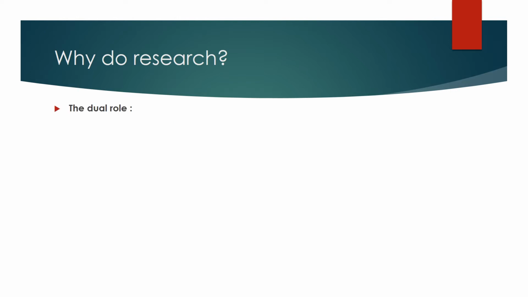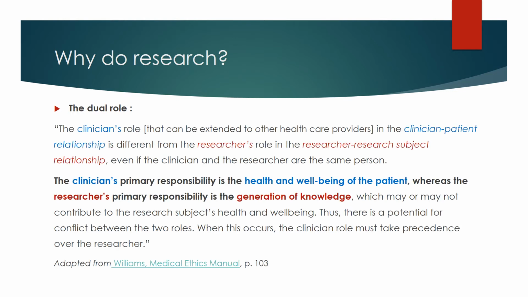You as a surgeon or clinician embarking on research will have a dual role going forward, and it's important to note the following. The clinician's role in the clinician-patient relationship is different from the researcher's role in the research subject relationship, even if the clinician and the researcher are the same person. The clinician's primary responsibility is the health and well-being of the patient, whereas the researcher's primary responsibility is the generation of knowledge, which may or may not contribute to the research subject's health and well-being.